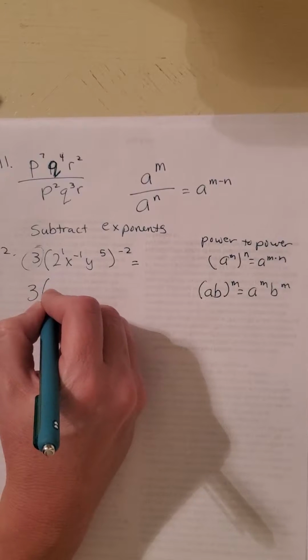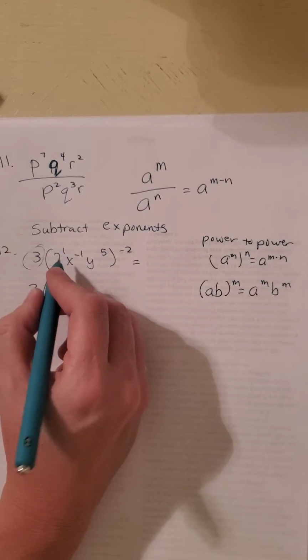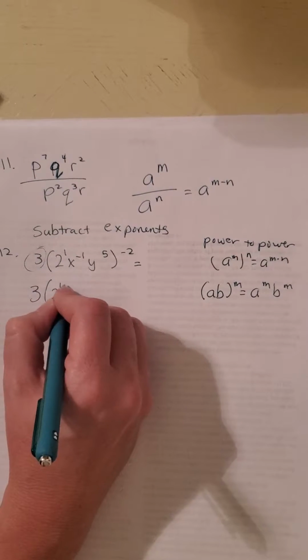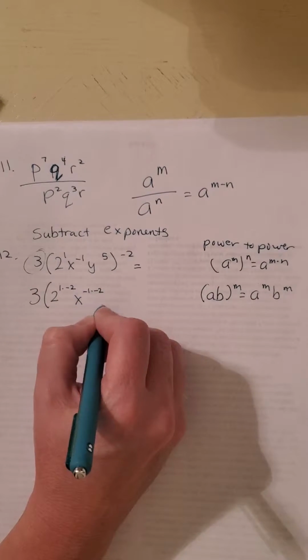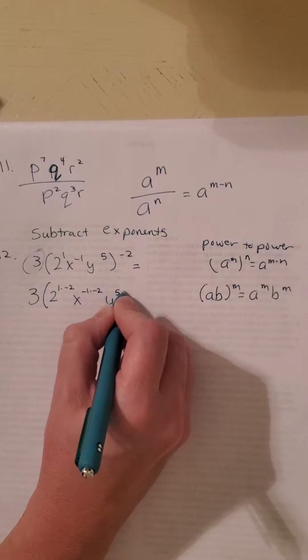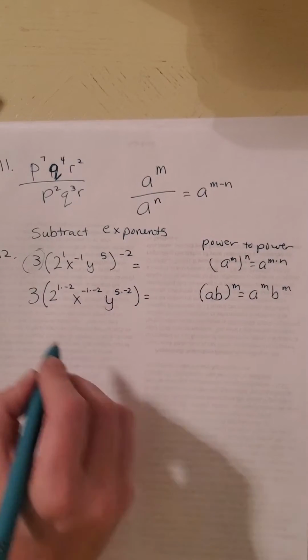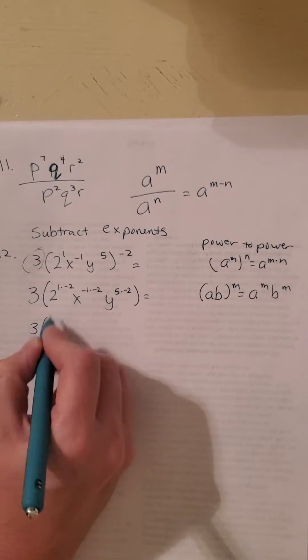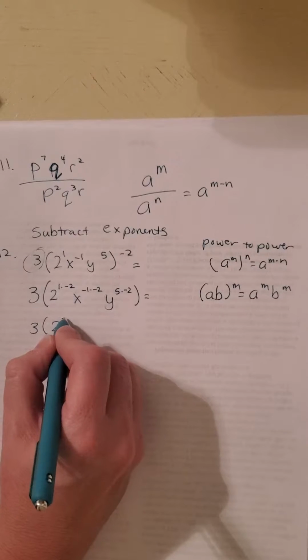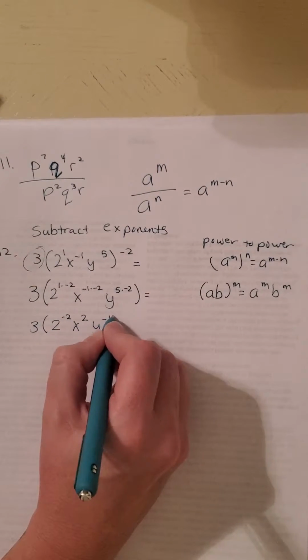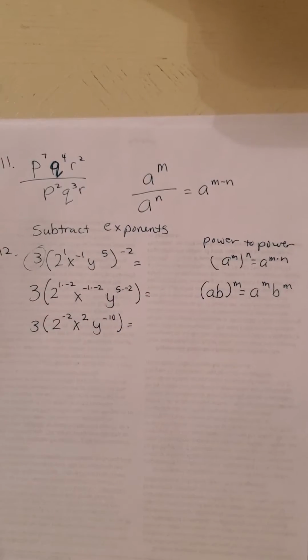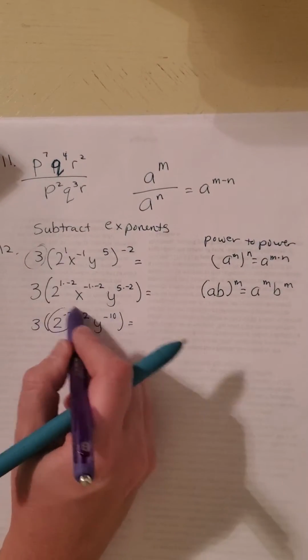So 3 to the 2, or 3 times 2 to the 1 times negative 2, x to the negative 1 times negative 2, and y to the 5 times negative 2. So that's 3 times 2 to the negative 2, x to the positive 2, and then y to the negative 10. All right, the second thing I like to do is to move my negative exponents.